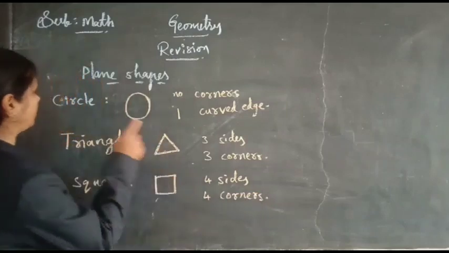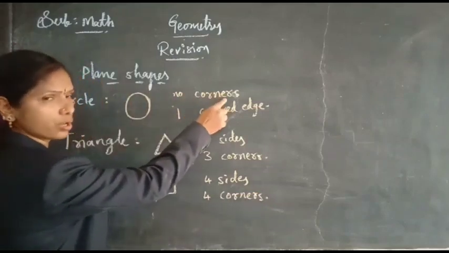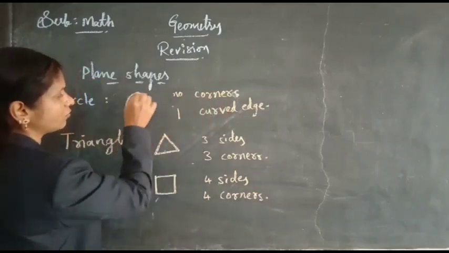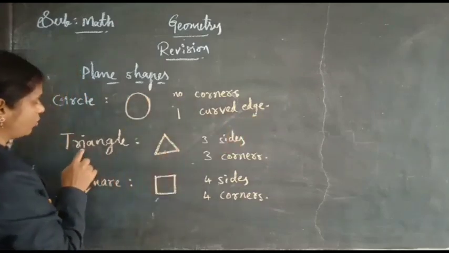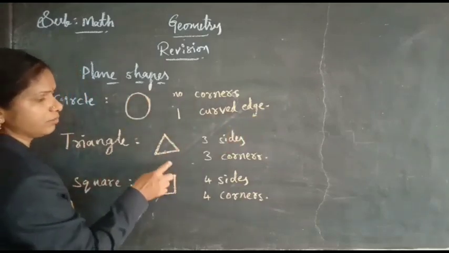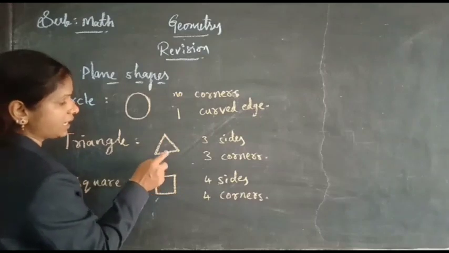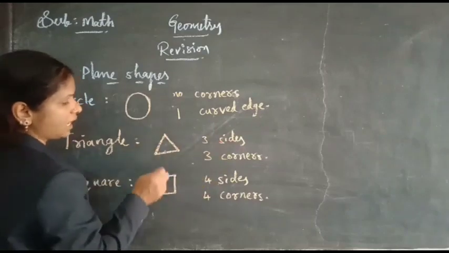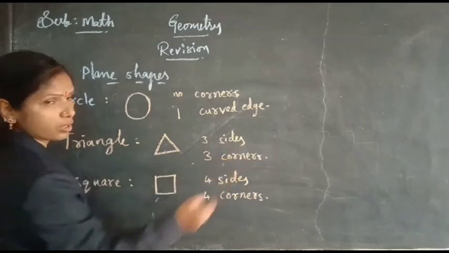Once again I am repeating, children. A circle has no corners and it has one curved edge. Now, triangle. This is a triangle here. It has 3 sides and 3 corners.